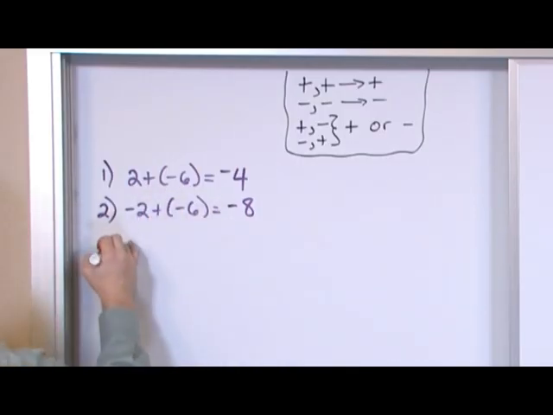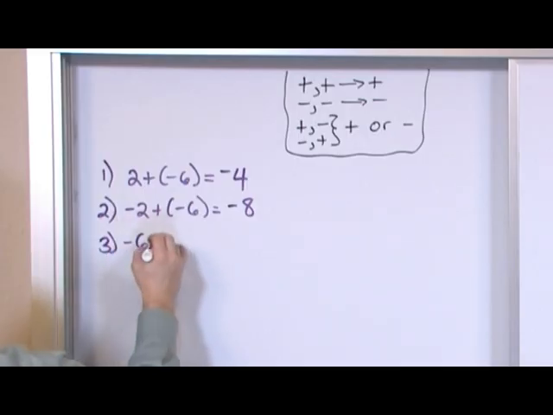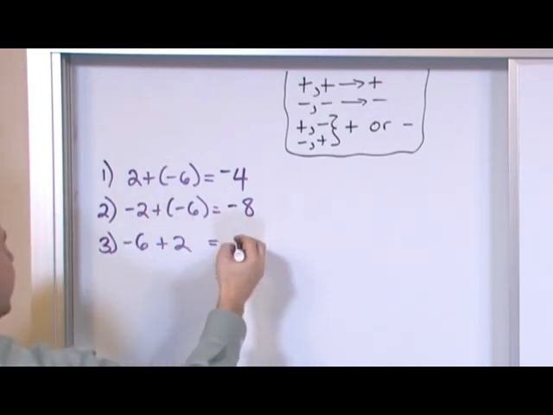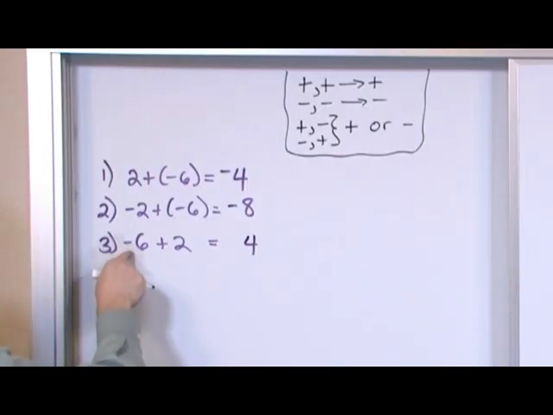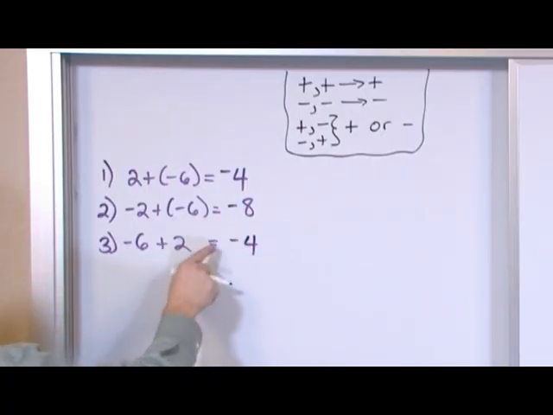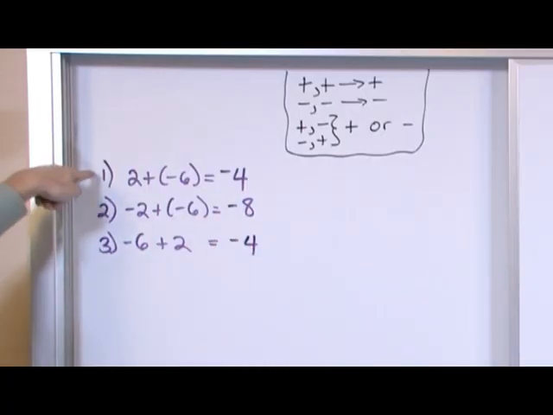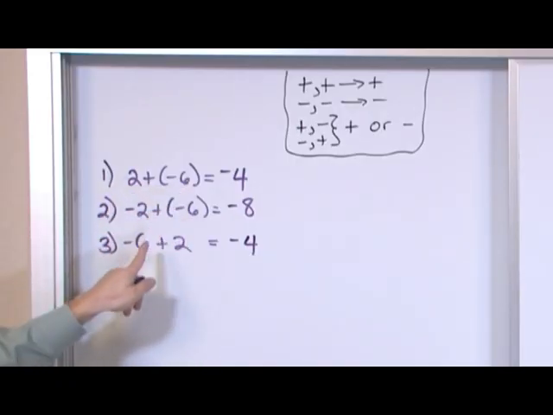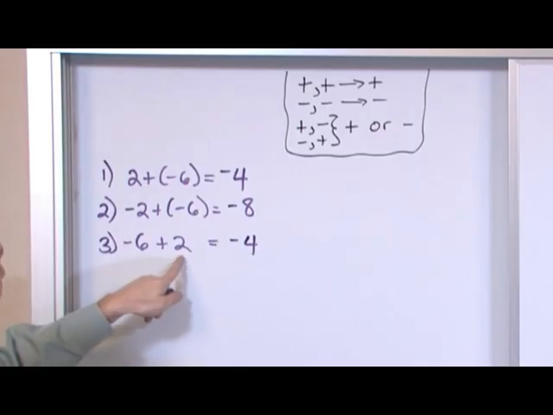Number 3. Negative 6 plus 2. Again, here it's negative plus positive, so they're different signs. When they're different, I subtract them. 6 minus 2 is 4, and the bigger number, absolute value-wise, is where my sign comes from. Notice that number 1 and number 3 give me exactly the same answer. 2 plus negative 6 is exactly the same thing as negative 6 plus 2.